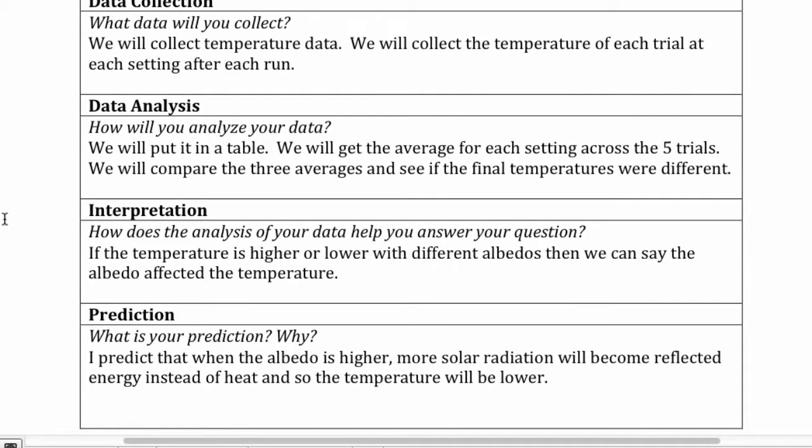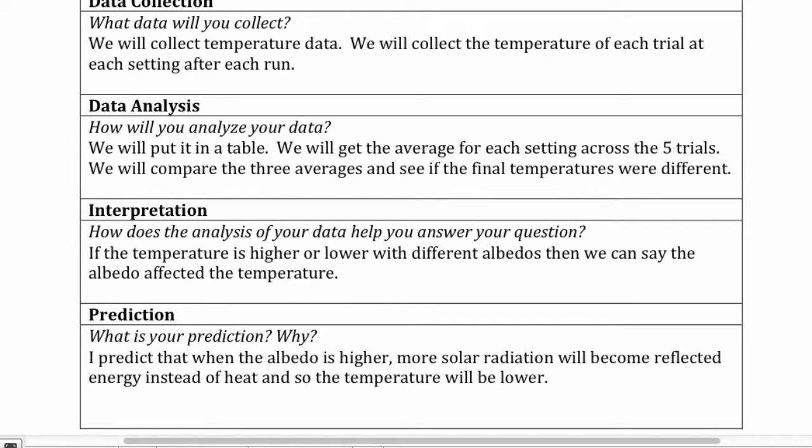And how are you going to analyze that data? Well, you're going to put it in the table. We're going to get the average for each setting across the 5 trials. That should hopefully take into account some of the randomness. And then we will compare the 3 averages and see if the final temperatures were different. How does the analysis of your data help you answer your question? If the temperature is higher or lower with different albedos, then we can say that the albedo affected the temperature.